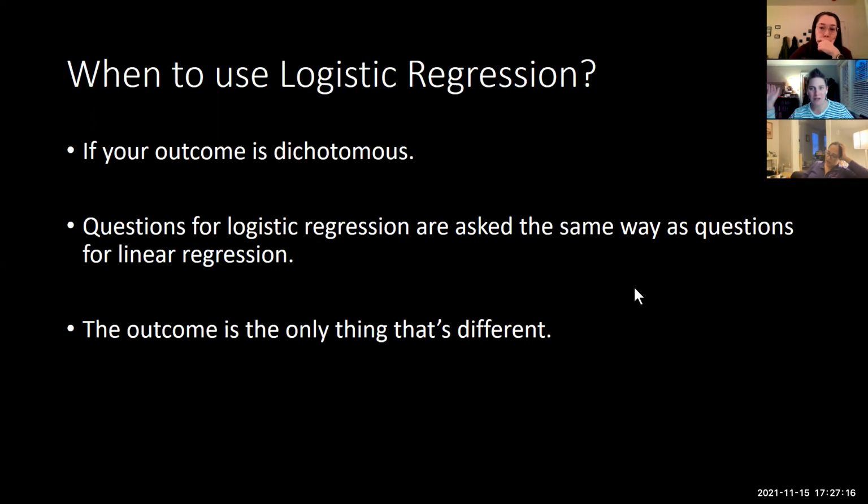All right, when would we want to use a logistic regression? You need to use a logistic regression anytime you have an outcome that's dichotomous. So that's an outcome with 2 categories.